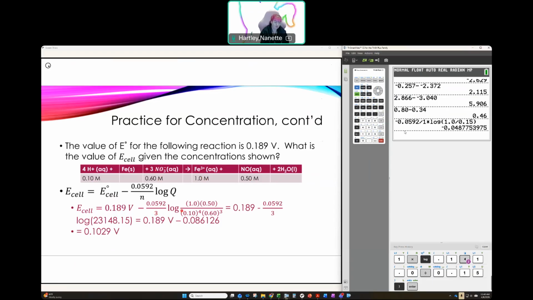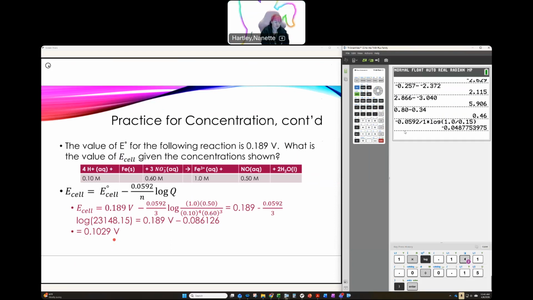I put in a log of the products, so Fe3 plus 1.0 times the NO, which is 0.50, over the reactants, 0.10 to the 4th, because it is 4 of them, and 0.60 to the 3rd, because there are 3 of those. So you've got to remember the stoichiometry when you do these things. So your Q has to take that into account. And so that gives you this expression right here, which then gives you this value for the overall cell reaction.